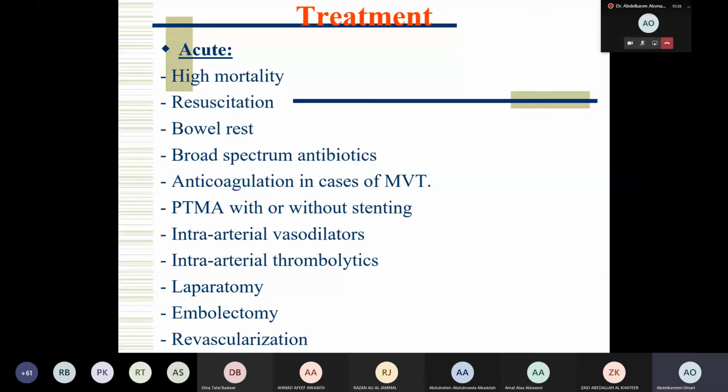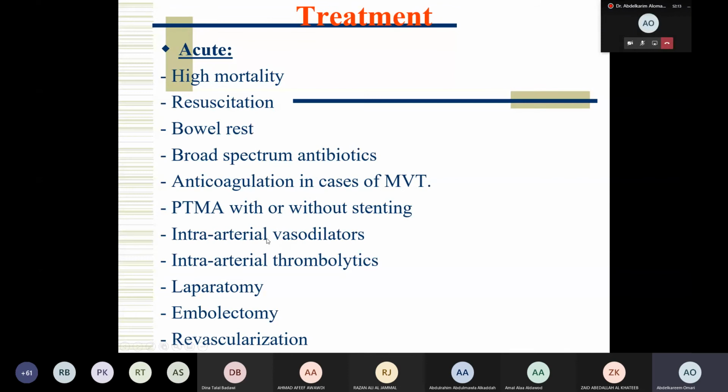High mortality, resuscitation. You do resuscitation with fluid, with bowel rest. طبعا bowel rest by NPO، broad spectrum antibiotics زي ما حكينا. Of course, we have to add wide spectrum antibiotics along with the flagyl اللي هو الميترونيدازول. Anticoagulation in case of mesenteric venous thrombosis بنعطي المريض anticoagulation زي هيبارين زي كليكسان، وpercutaneous transmesenteric angiogram with or without stenting.